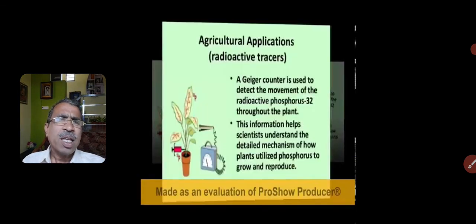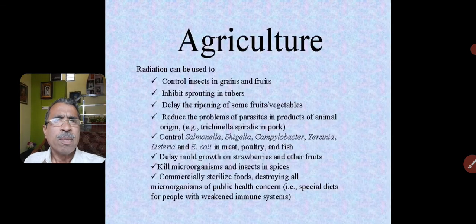So this is another slide on the application of the radioisotopes. A Geiger-Müller counter is used to detect the movement of the radioactive phosphorus 32 throughout the plant. This information helps scientists to understand the detailed mechanism of how plants utilize phosphorus to grow and reproduce. So even in agriculture, we have various other applications.